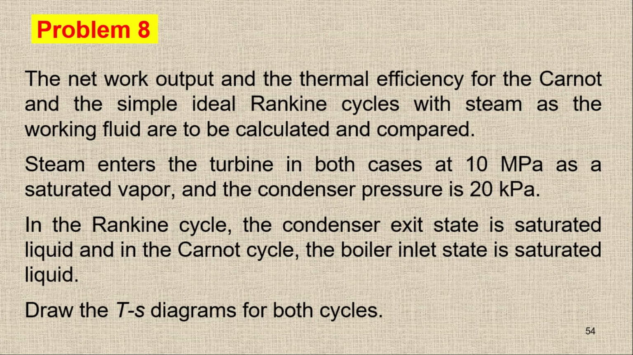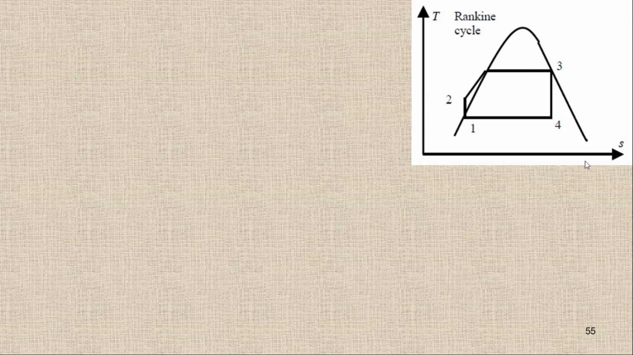So we have to draw the diagram for both cases as well, and we have to find the thermal efficiency and the net work output. So first of all, we are going to solve the Rankine cycle. We have the ideal Rankine cycle, so we will get the TS diagram like this one.